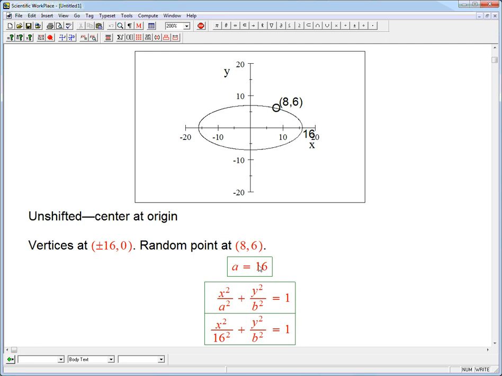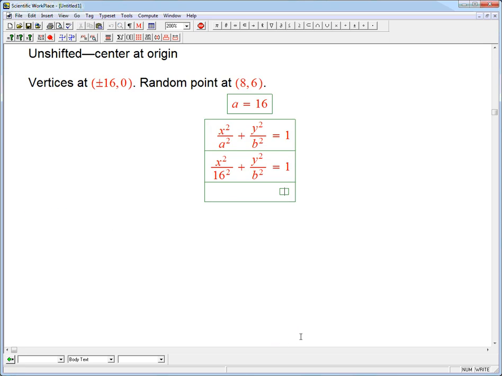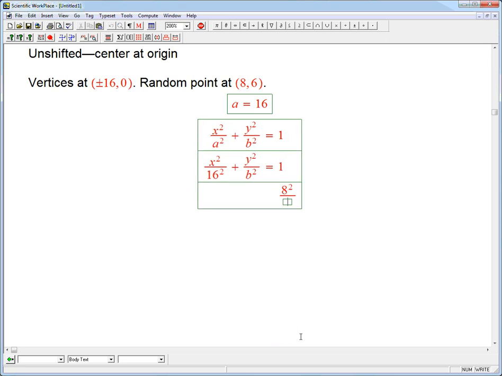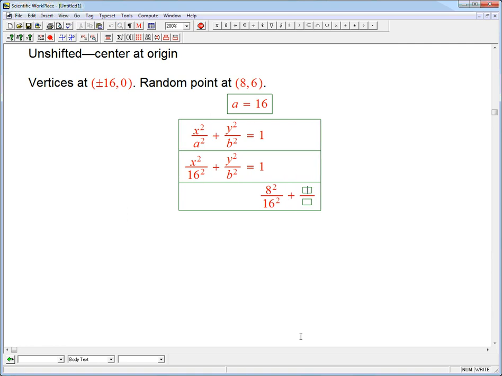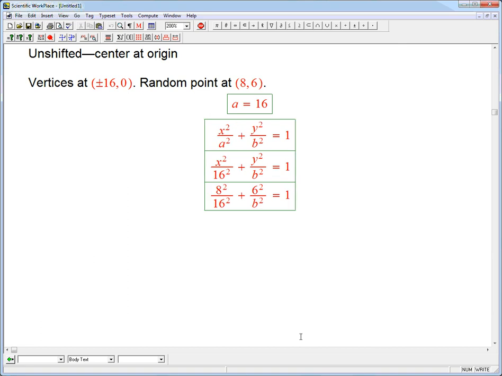And what we know is that 8, 6 can be plugged in for x and y. Okay, so we're going to get 8 squared over 16 squared, and hopefully you can see that's where those kinds of cancellations are going to show up. We won't need a calculator. Plus 6 squared over b squared equals 1. Oh, that's one equation in one variable. Like, we can deal with that.